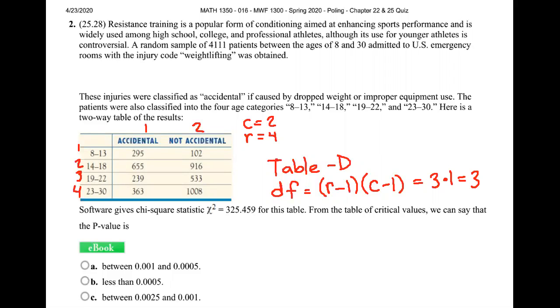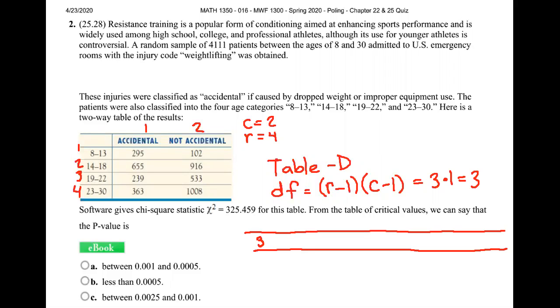So you'll go to your table D, you'll find degrees of freedom 3, and you'll read across the row. Across the row, you'll find the largest chi-square value. The values in the body of the table are the chi-square values. So you'll find the highest value of chi-square, which is around 17. And at the top of that column, where you find a chi-square value, you'll also find a p-value listed at the top in a dark blue.